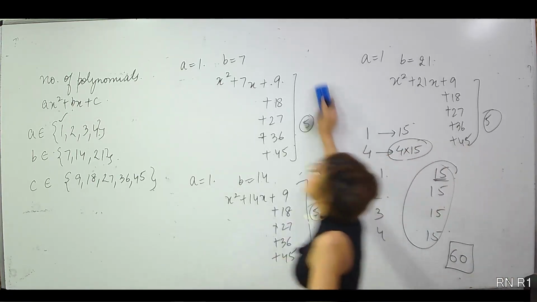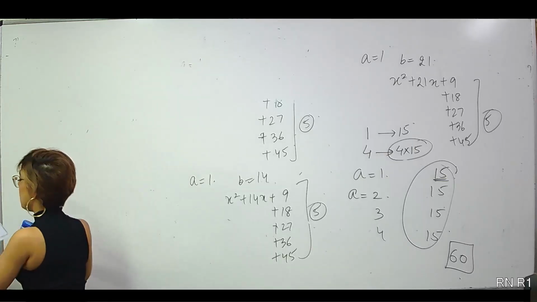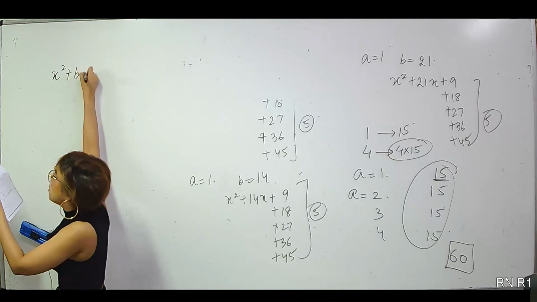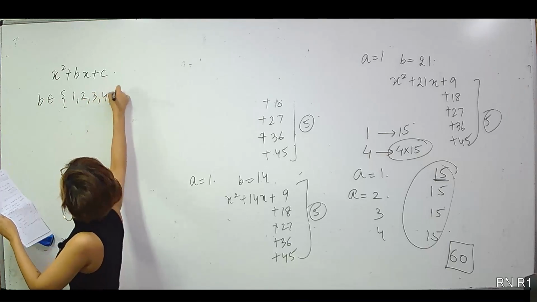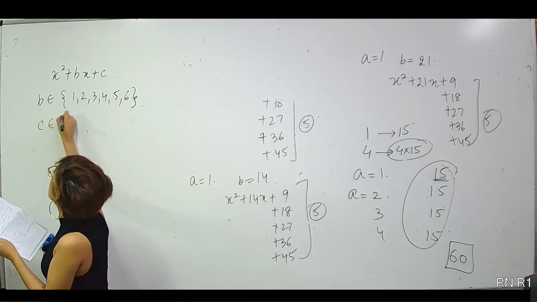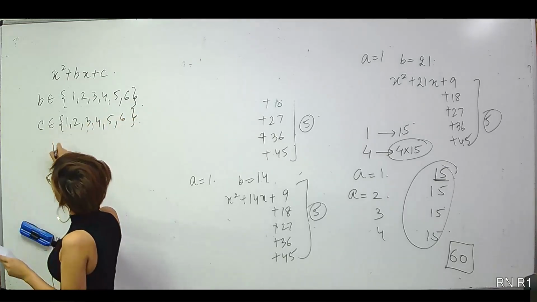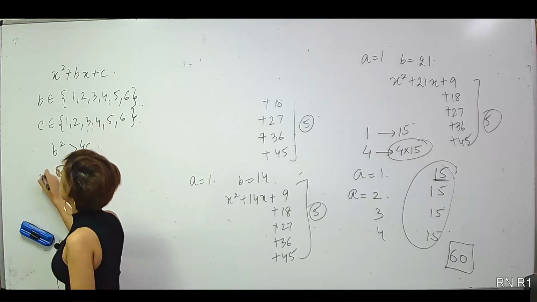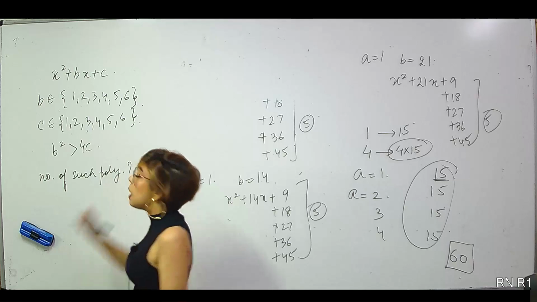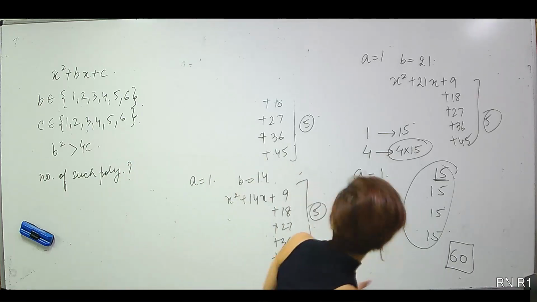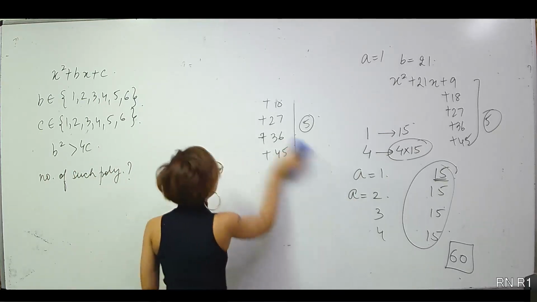Write down. Consider the polynomial x squared plus bx plus c, where b belongs to the collection 1, 2, 3, 4, 5, 6, c belongs to the collection 1, 2, 3, 4, 5, 6, and b squared is greater than 4c. Find the number of such polynomials. Now, the thing is, your earlier method will not work, you need to actually count it. Come on, correctly count the number of polynomials.